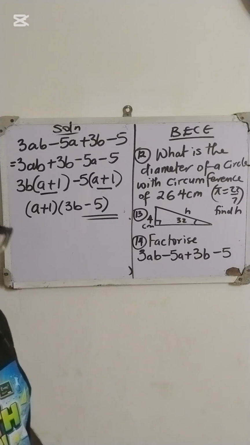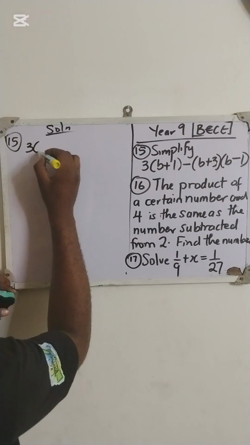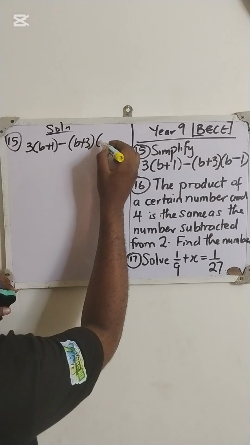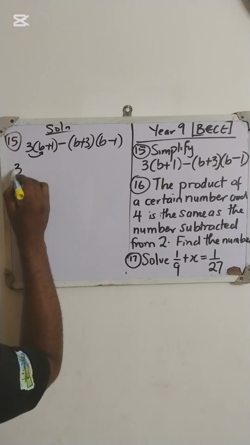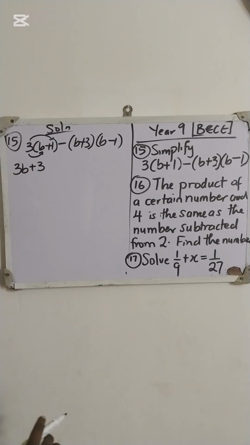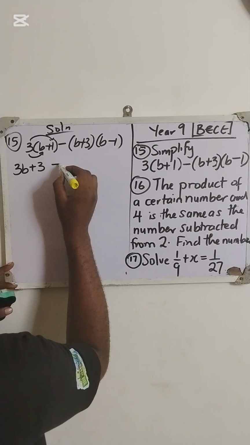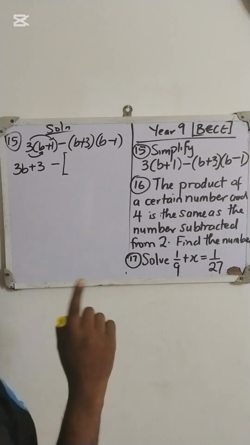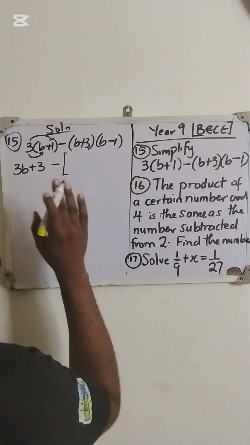Let's jump right to the next 3 questions. Quickly, all we need to do is, this is (3b plus 1) minus (b plus 3)(b minus 1). So this multiplies this, we have 3b, and this multiplies this, we have plus 3. Okay, that's good. Now, minus, let's do this first, okay? Because we know this negative has a purpose, has a plan. So this negative is for everything on this side. So that's why I'm putting this square bracket.